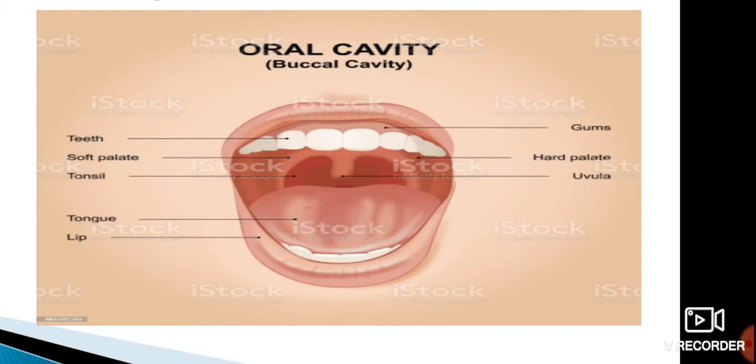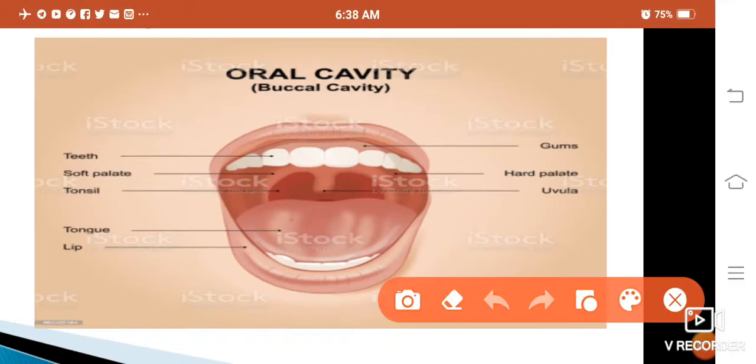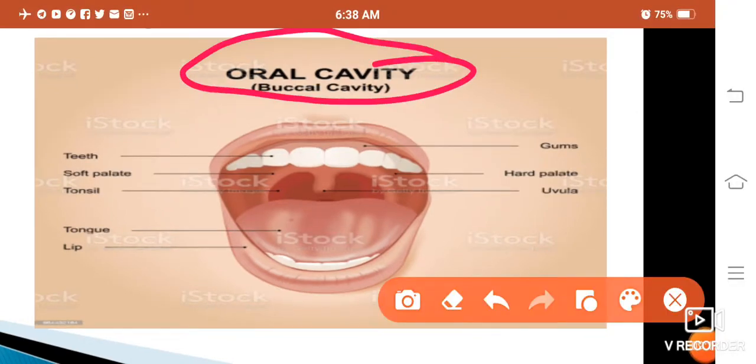Above is the soft palate. This is the hard palate. Tonsils are there. Tongue is there, and lip is there. This is the buccal cavity, and this is also known as the oral cavity. Buccal and oral cavity.